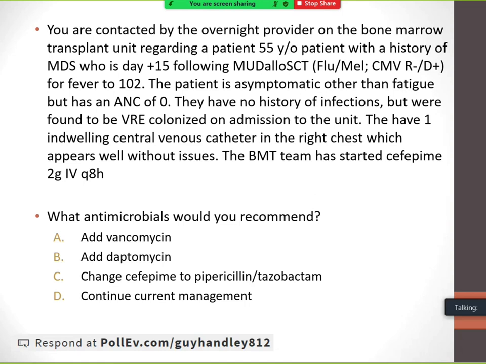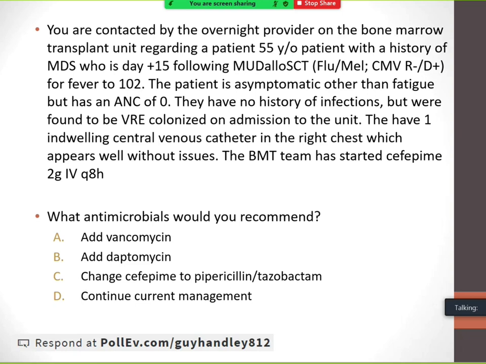So you're contacted overnight by the bone marrow transplant unit regarding a 55-year-old patient, history of myelodysplastic syndrome. That's day plus 15 from a matched unrelated donor, allogeneic stem cell transplant. Fludarabine and melphalan was the conditioning. Their CMV serodiscordant donor is positive. The patient had a fever to 102. The provider's telling you the patient's completely asymptomatic other than some fatigue, but the neutrophil count is zero.